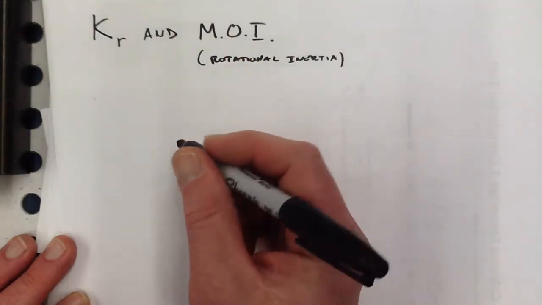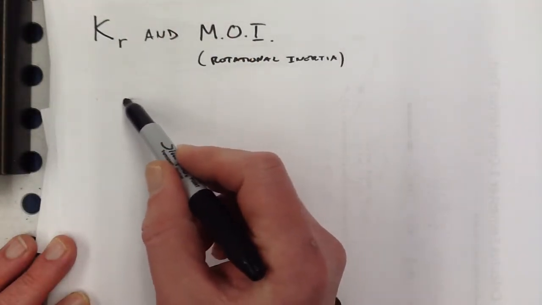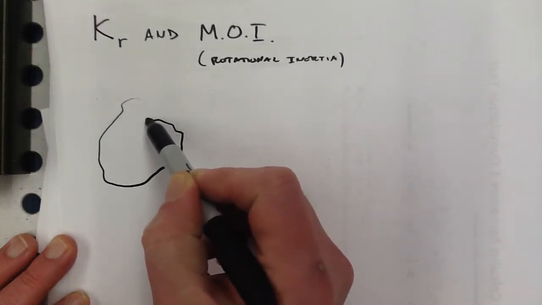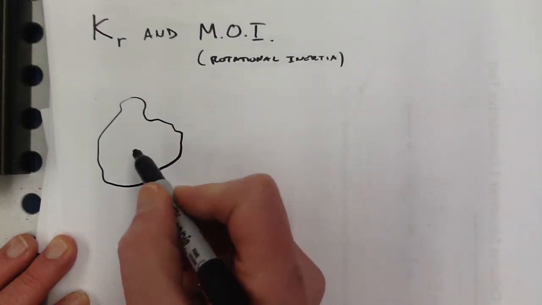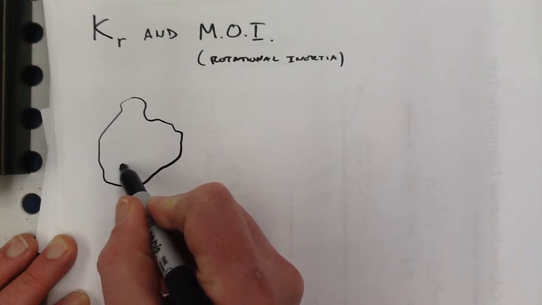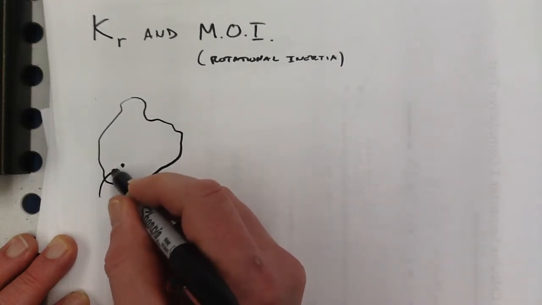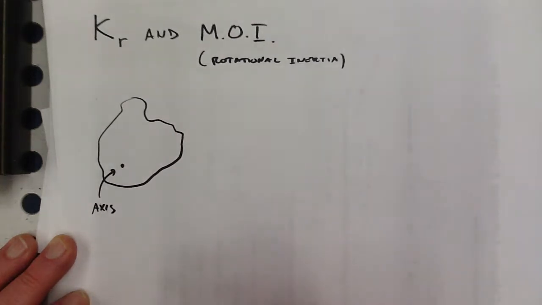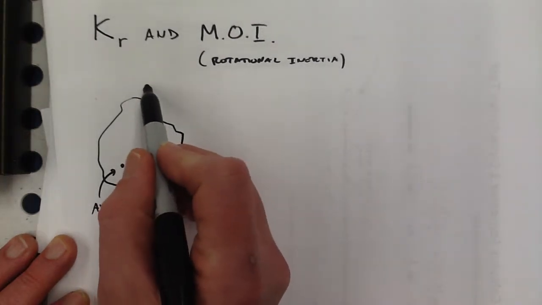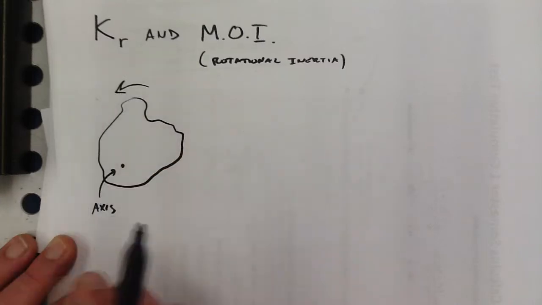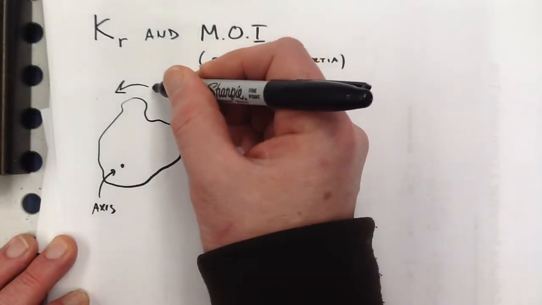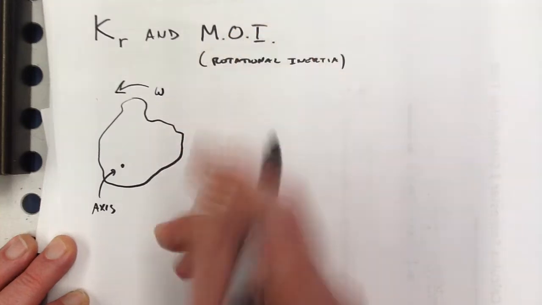So let's say we have an object. I'm going to make it not just a perfectly round kind of thing, because it does not have to be that. And let's say it's rotating on some axis, in the counterclockwise direction, which is usually what we consider to be positive, with an angular velocity of omega.